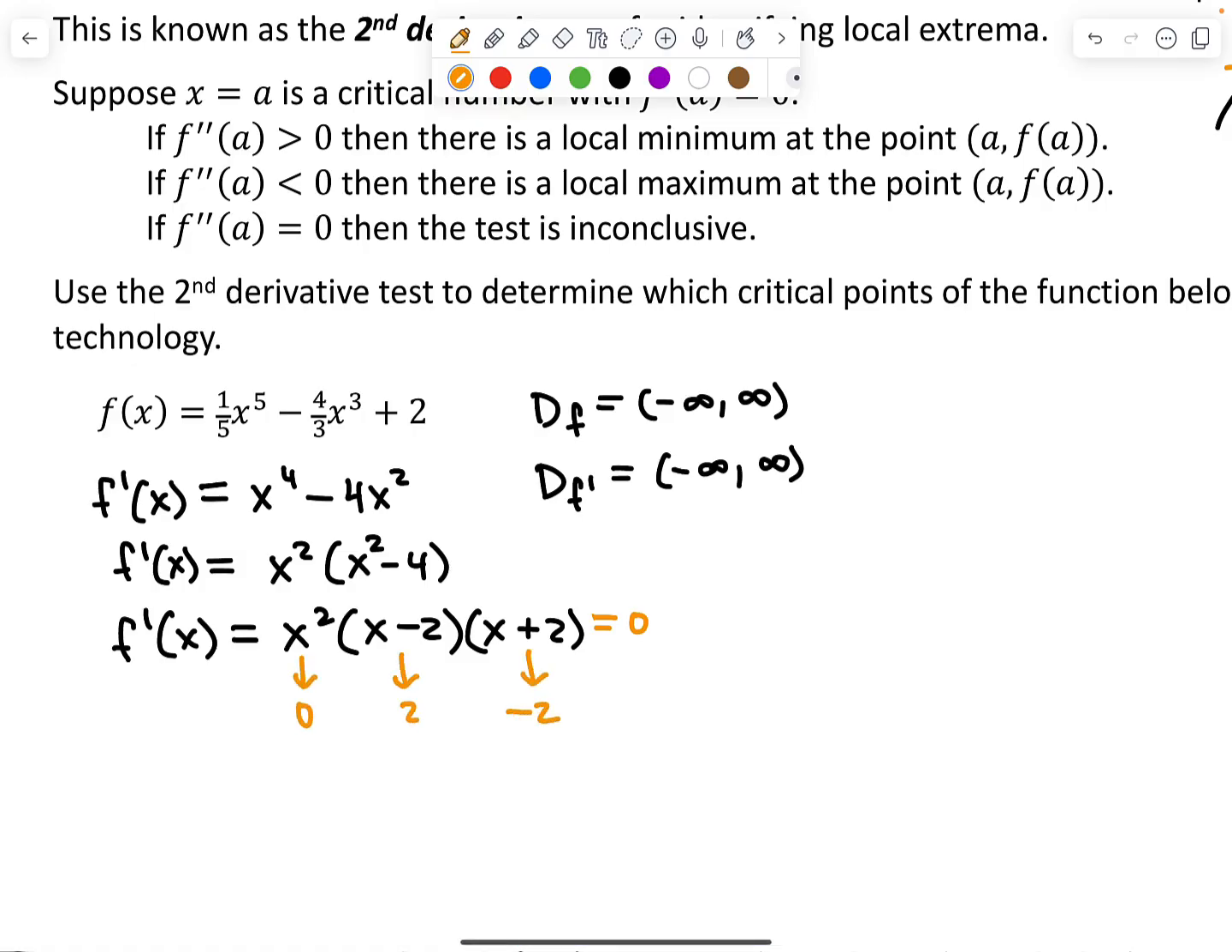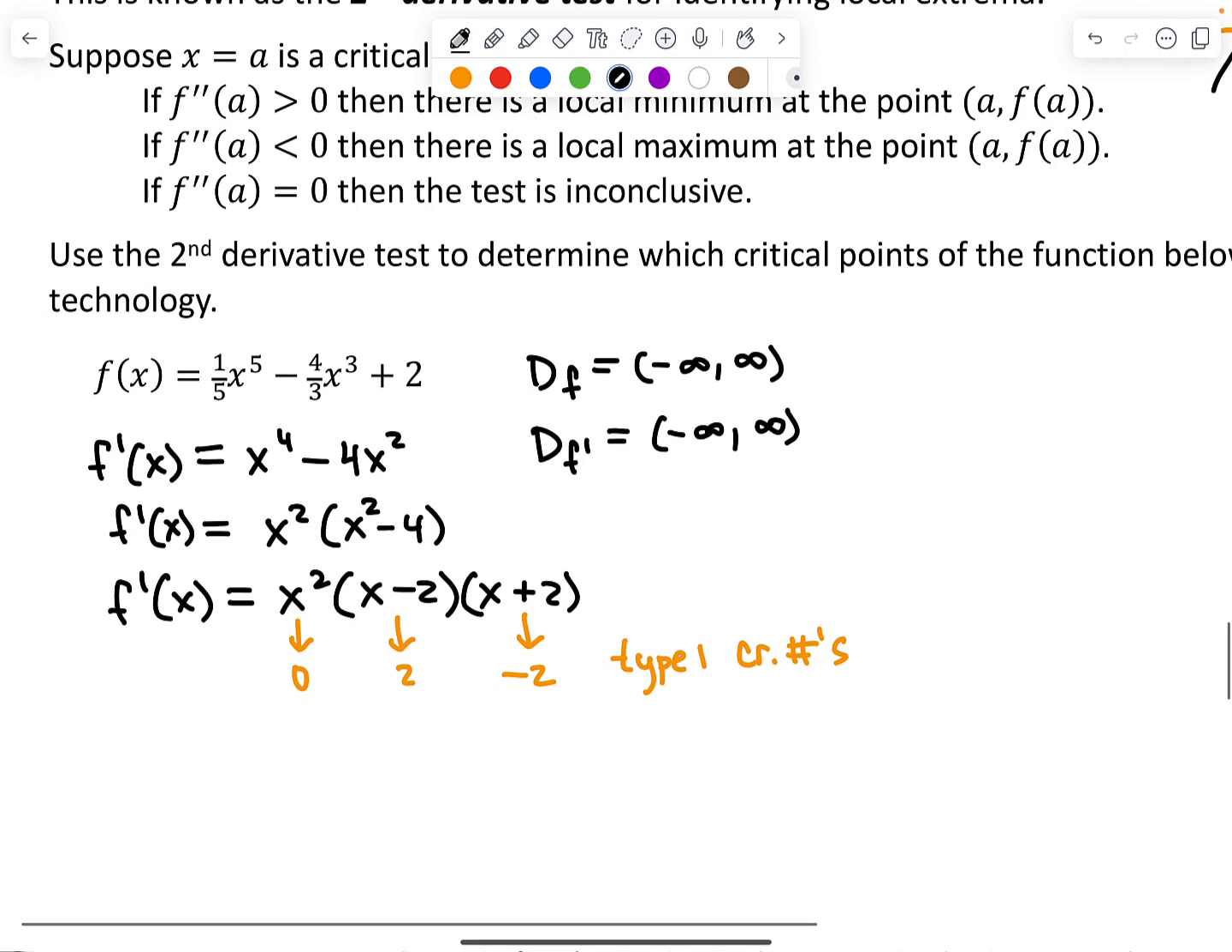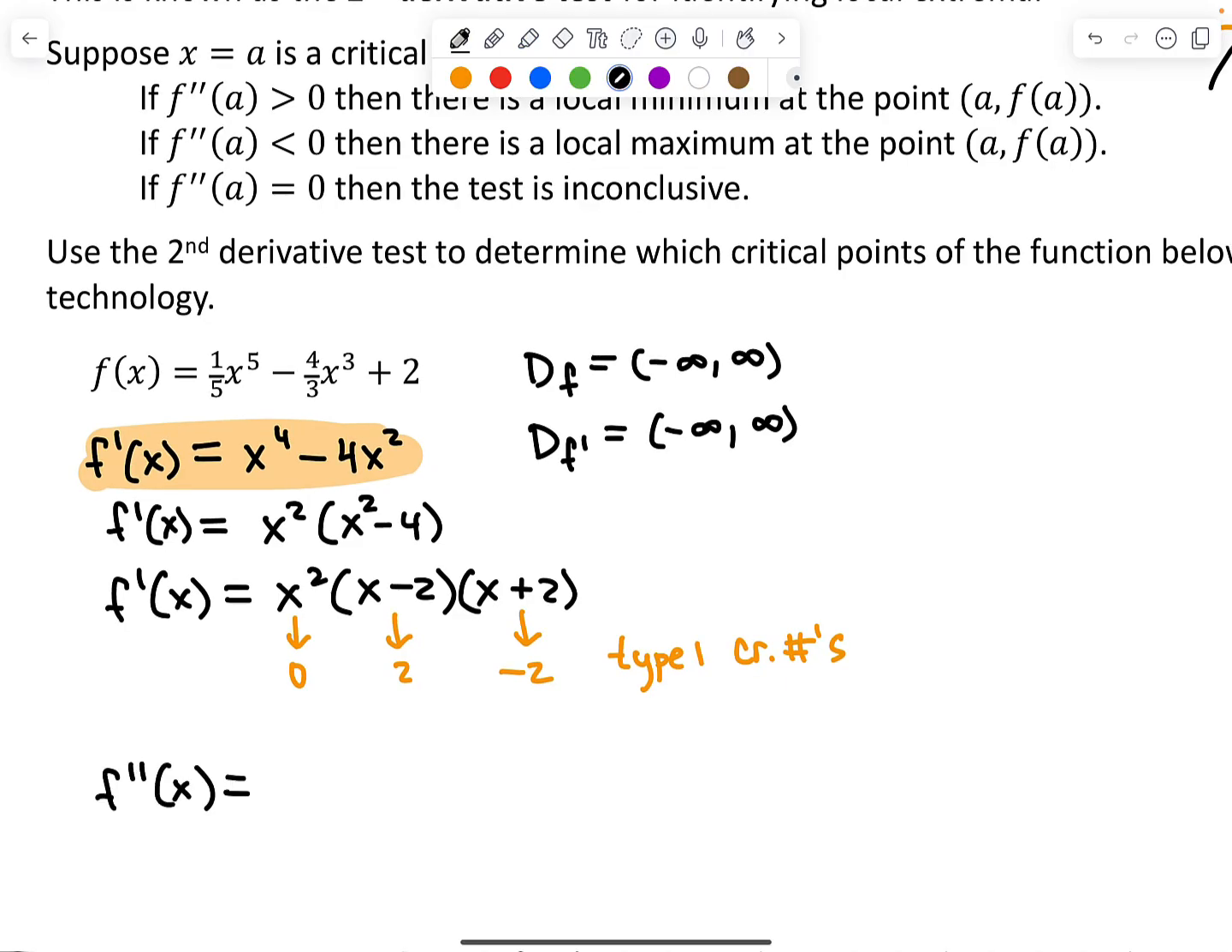These are all type 1 critical numbers. They are the locations where the graph will be flat. Now the second derivative test says find the second derivative, and I'll begin with this first derivative to find my second derivative. Power rule, we get 4x cubed minus 8x.